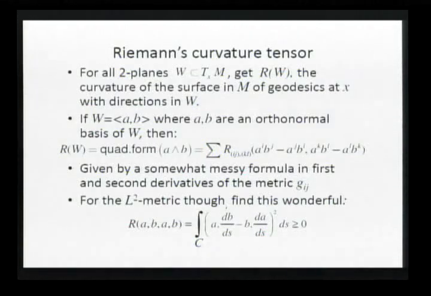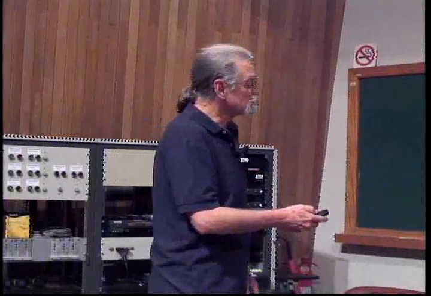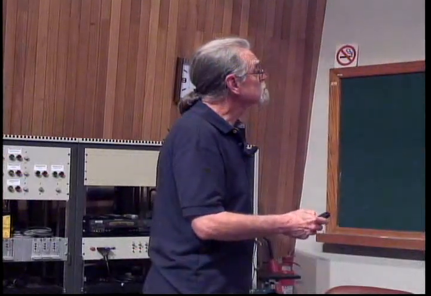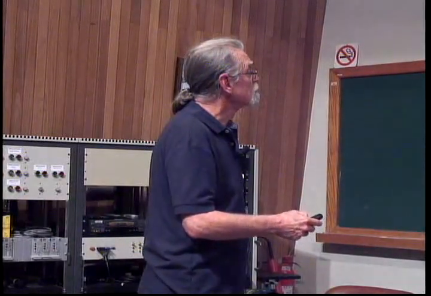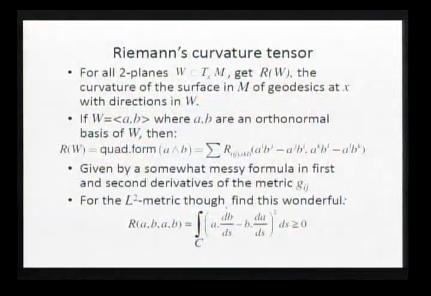Now, if W has an orthonormal basis A, B, you find that R of W is a quadratic form in the wedge of A and B. So it's a funny kind of fourth-order tensor, and this is the Riemannian curvature tensor.